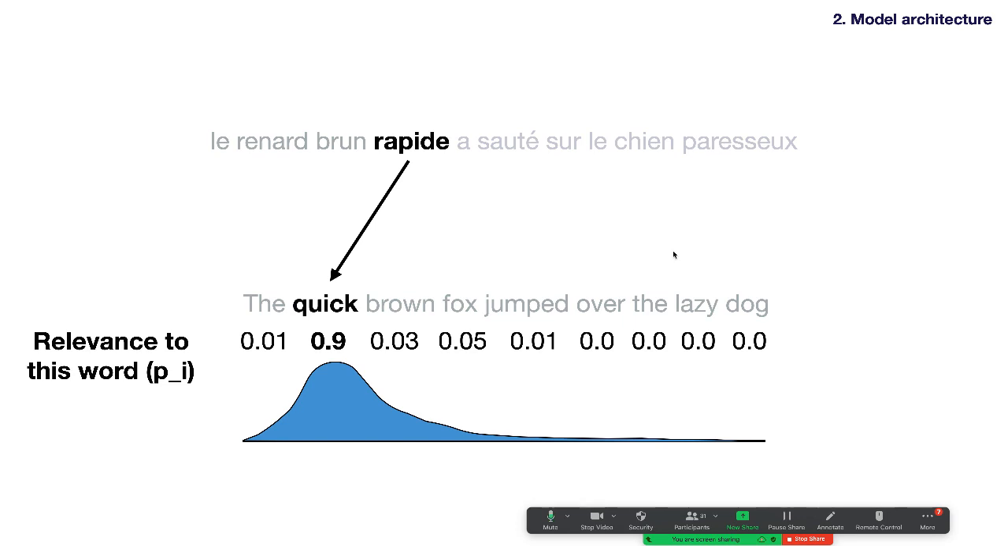So there are a couple of questions that this brings up. One is, okay, how do we actually compute these relevance scores? And the second is, how do we use the relevance scores to compute the value of this word that we're trying to predict? So let's focus on the second question first.